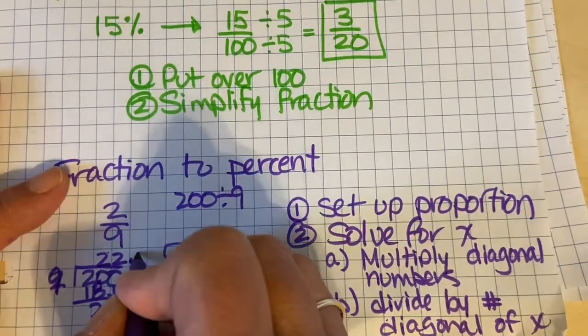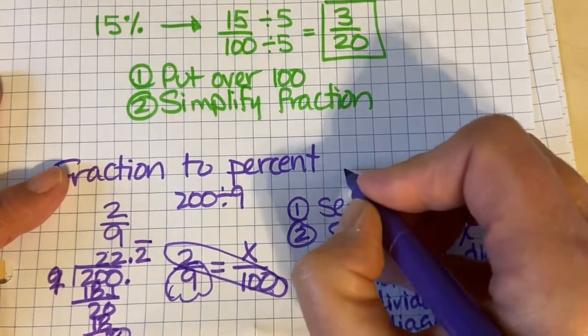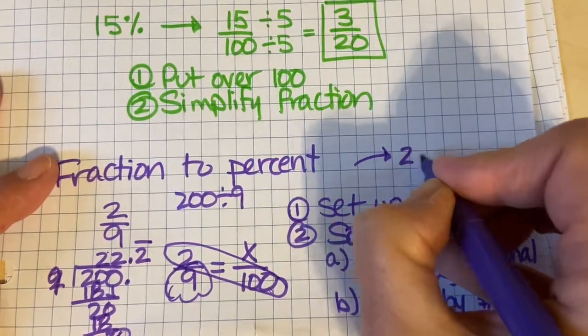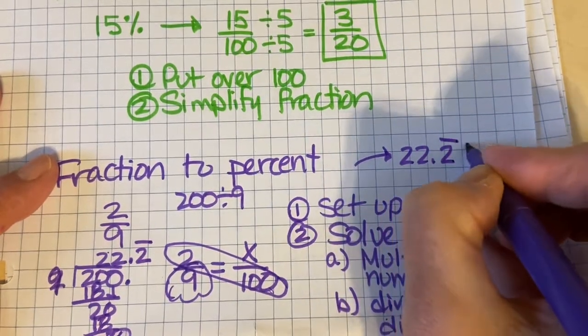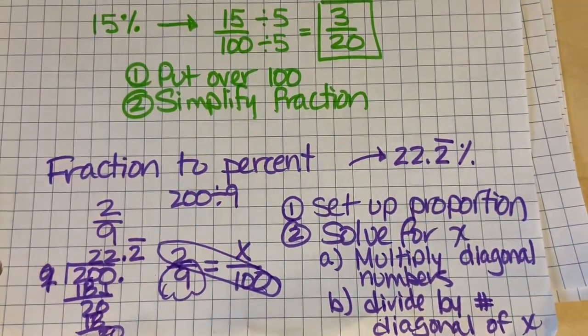9 goes into 20 2 times. 2 times 9 is 18. So it would actually be 22.2 repeating percent. Okay? So that's how I'm going to change all of those among each other.